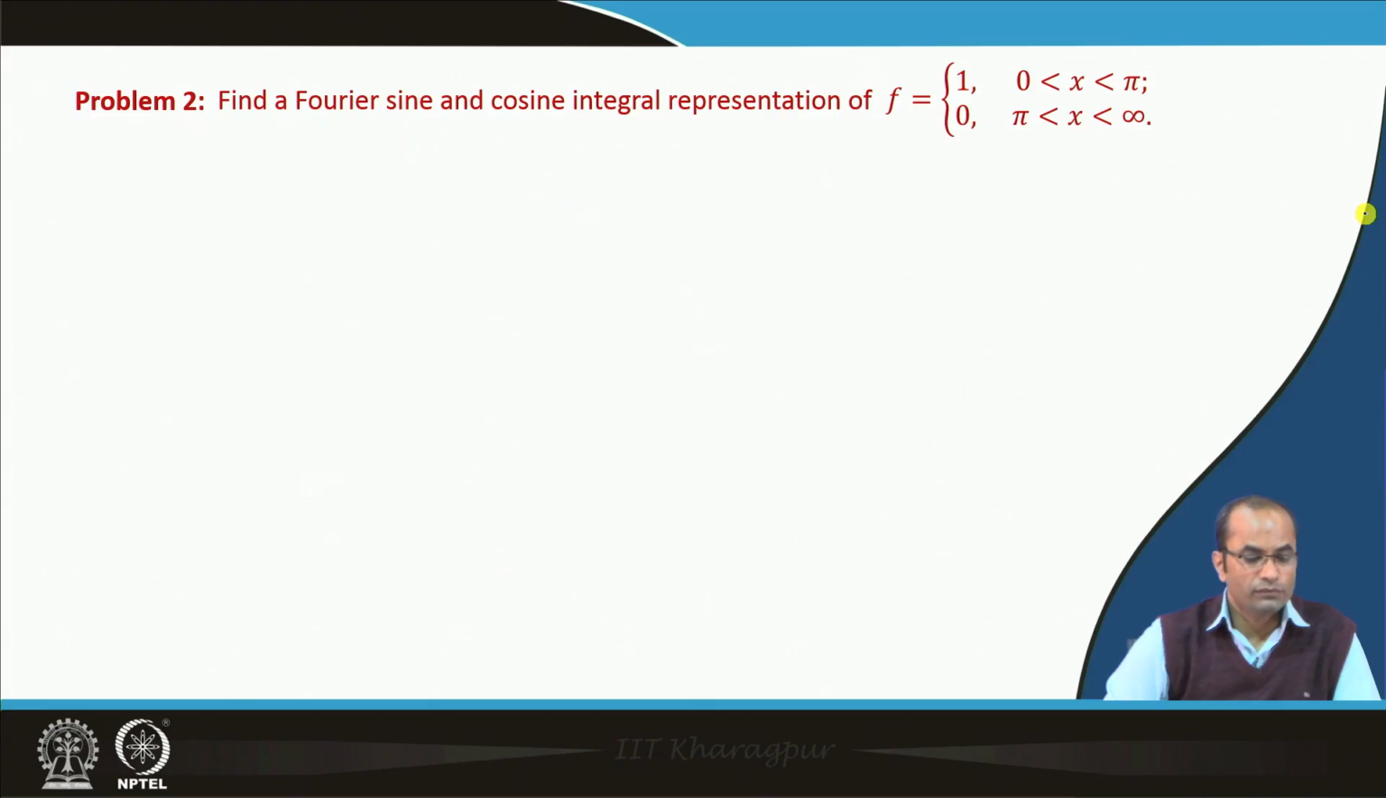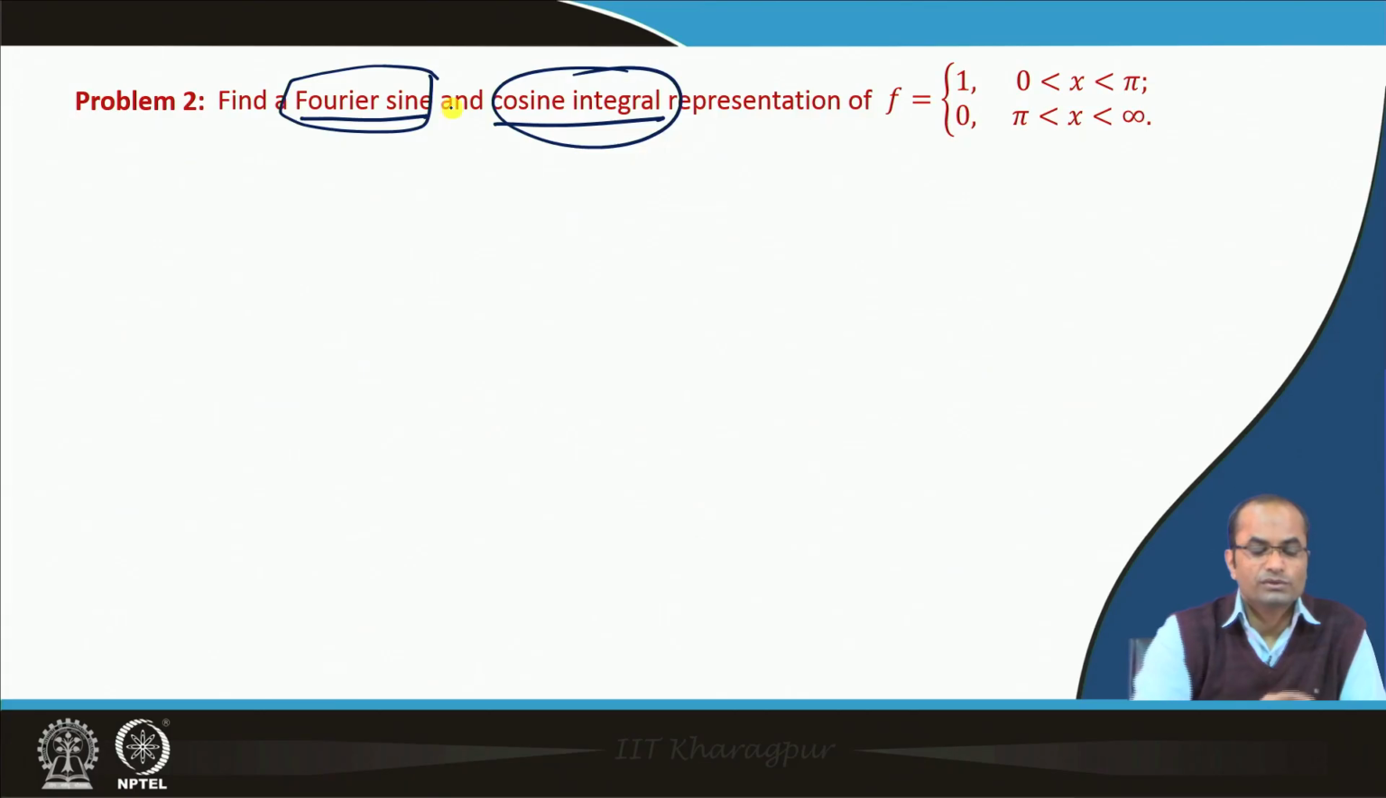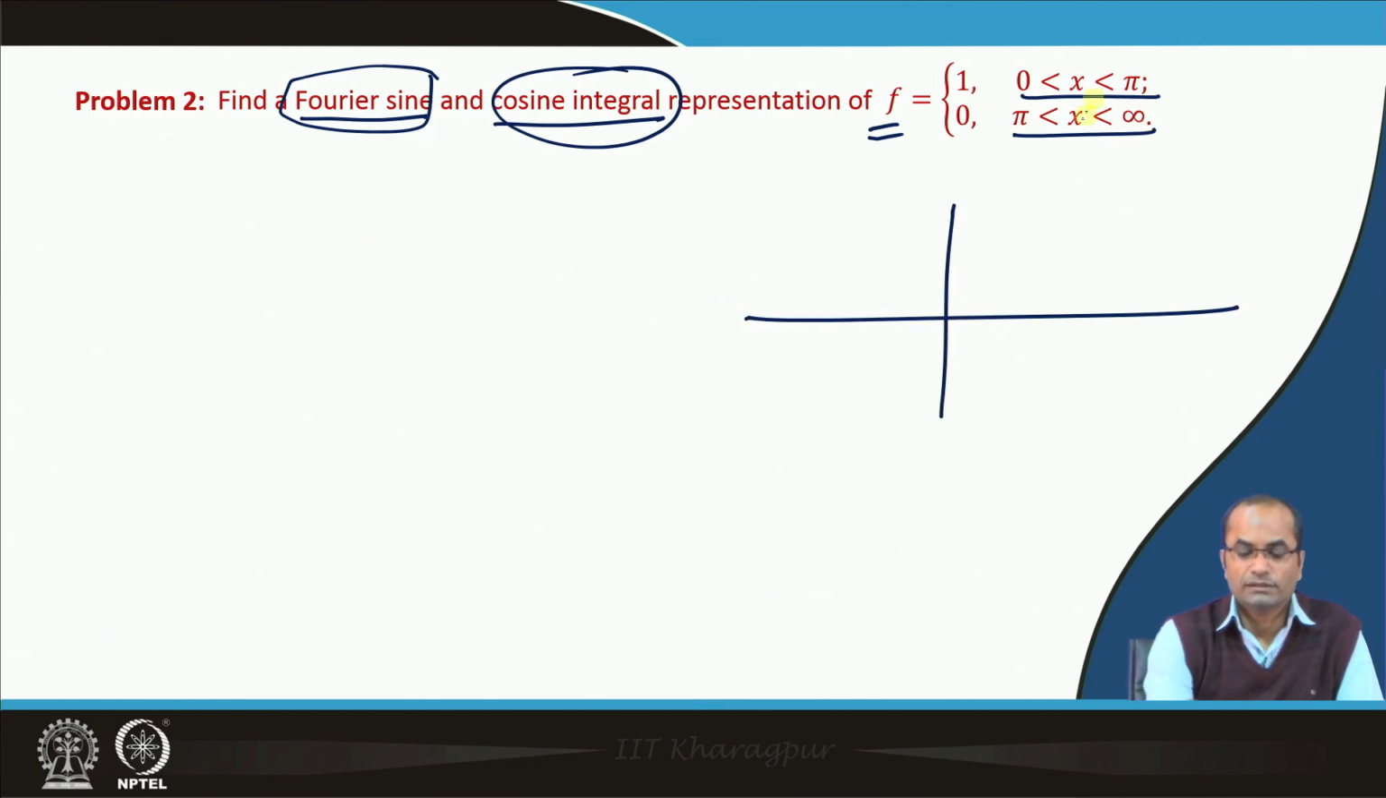Well, we will move to the next problem, where we have to find the Fourier sine and cosine integral representation. Now, in this question, we need to find the Fourier sine as well as the Fourier cosine integral representation of this function f, which is defined as 1 in the range 0 to pi, and then from pi to infinity it is 0. So the given function from 0 to pi is 1, and after that it is 0.